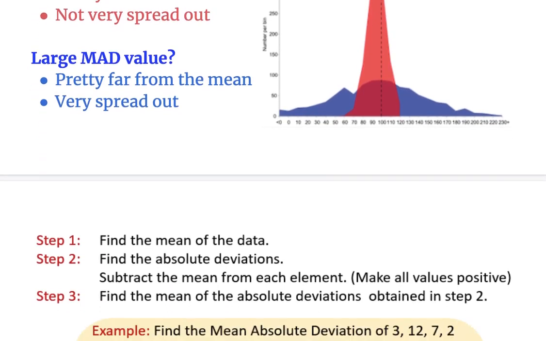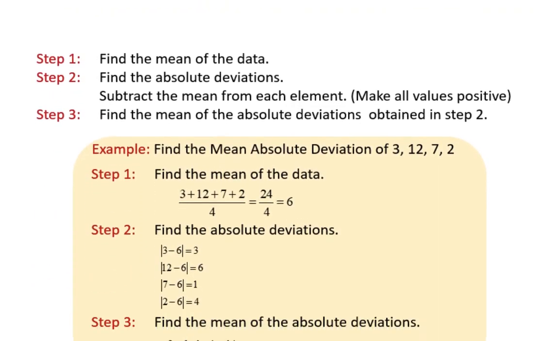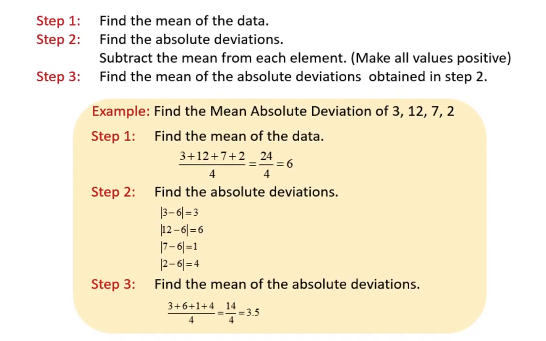Okay, so there are 3 steps to figuring out the mean absolute deviation. The first step is to find the mean of the data, the average. And you should remember that in order to do that, you have to add up all the values and divide by your total number of data scores. That's how to find the mean.